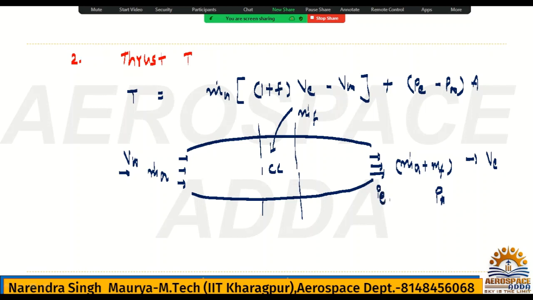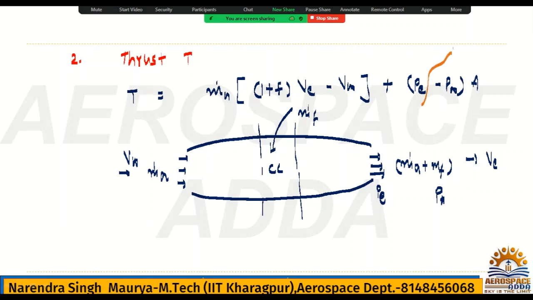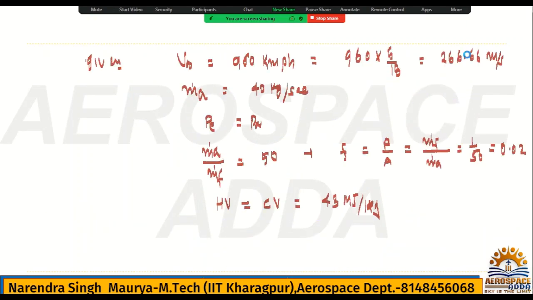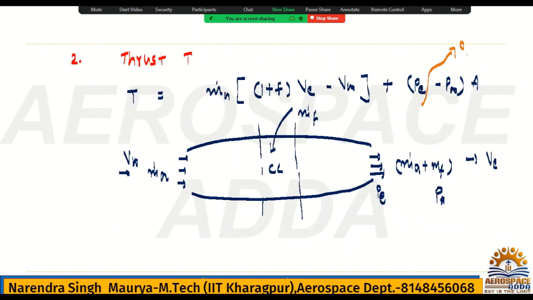Exit is PE. Okay. So if it is fully expanded, or gases are expanded to the ambient condition, then PE is equal to PA. Okay, so this is the condition. Now if you check this, this part will now be 0, because it is clearly mentioned in the problem that it expands the gases to the ambient pressure. So PE is equal to PA. It is clearly mentioned in the problem.